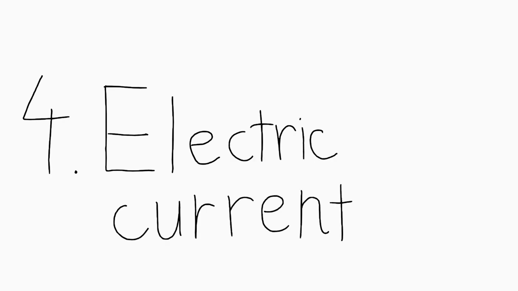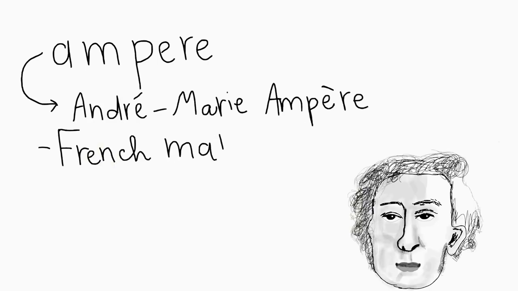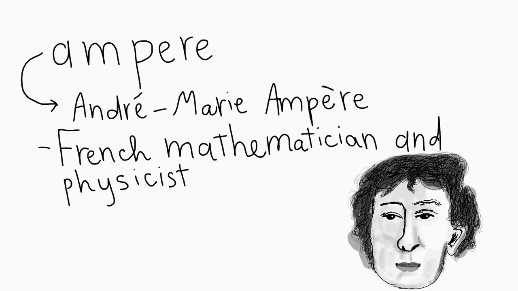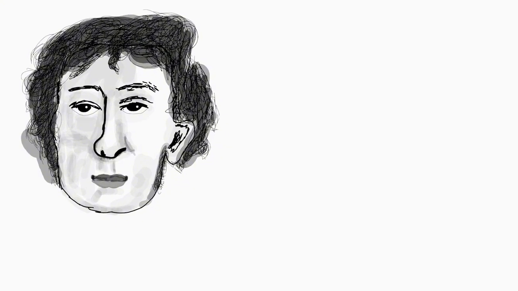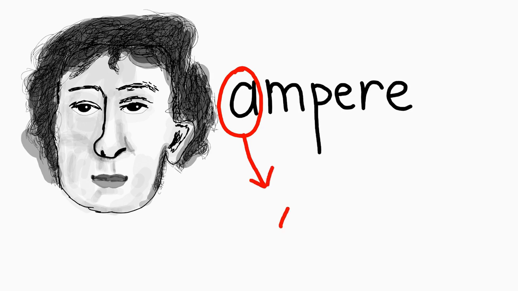We have electric current as the fourth one. The base unit for this one is ampere, taken from the name Henri Ampère. He was a French mathematician and physicist. And the symbol for this unit is the first letter in the alphabet in capital.